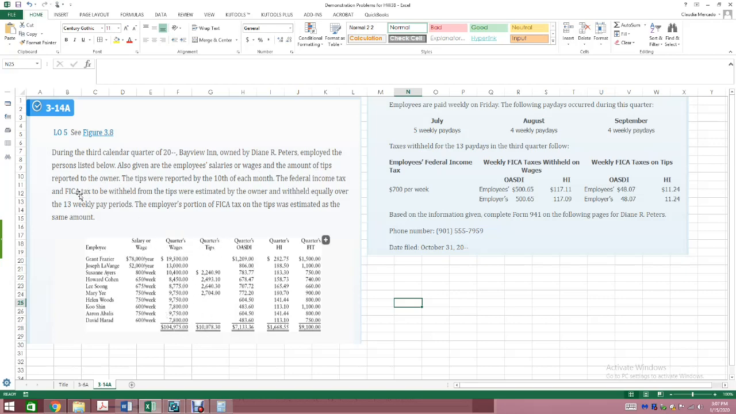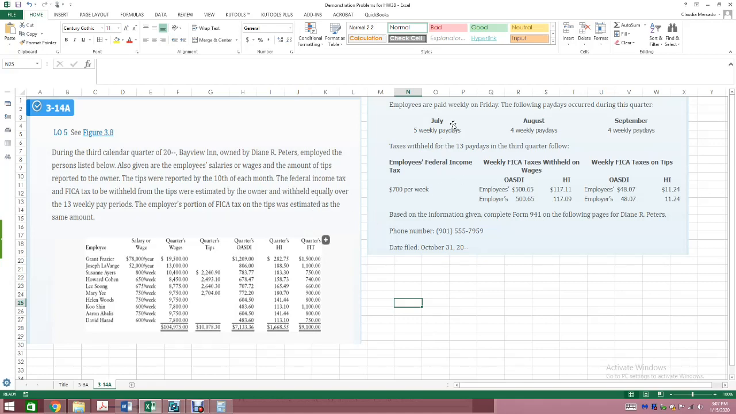The federal income tax and FICA tax to be withheld from the tips were estimated by the owner and withheld equally over the 13 weekly pay periods. The employer's portion of FICA tax on the tips was estimated as the same amount. So they have been collecting taxes both from the employee and the employer's matching, or putting the same amount in. And they provide you with that information over here.